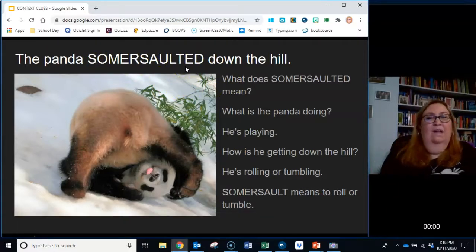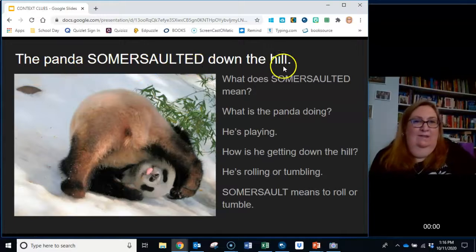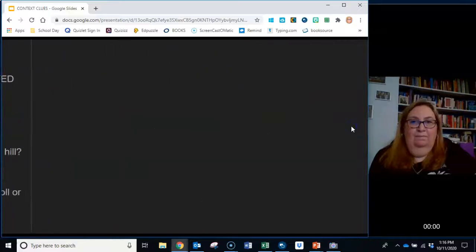Somersault or somersaulted. The panda somersaulted down the hill. That may not be how you would have ever spelled that word, but that's what that word is. And because we looked at our picture clues, now we know what that word means.